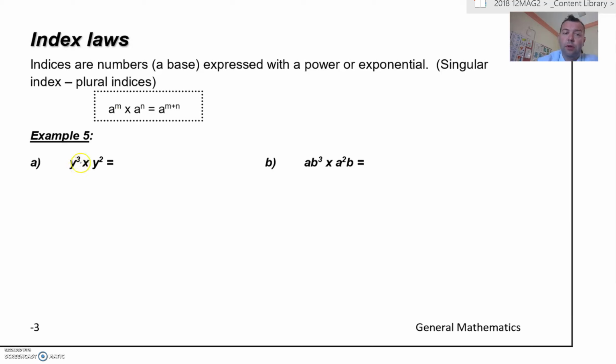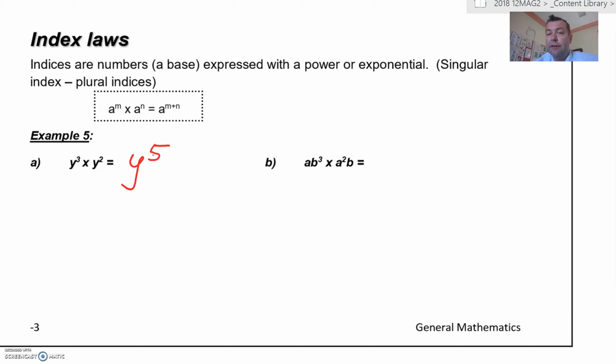So first of all, we are multiplying two terms together that have the same base. So y cubed by y squared, the base stays the same, it is y, and that's going to be to the power of 5. We add those together because y cubed means y times y times y, and y squared is y times y. So when we multiply those two terms together, there's a string of 5 y's all being multiplied together, and we write that as y to the power of 5.